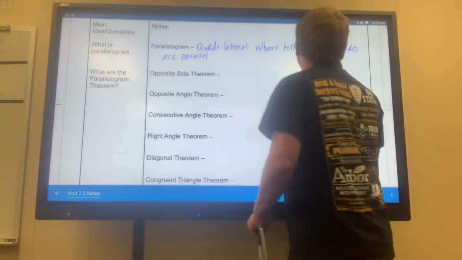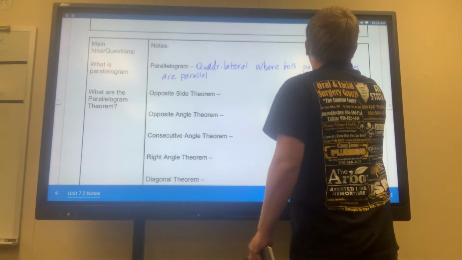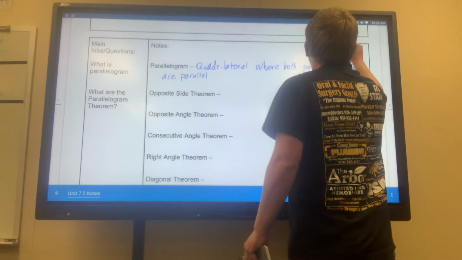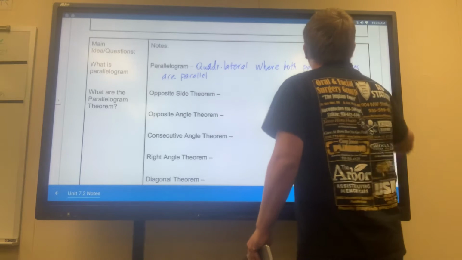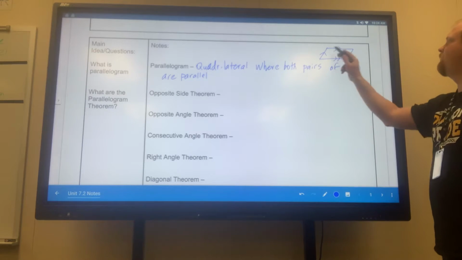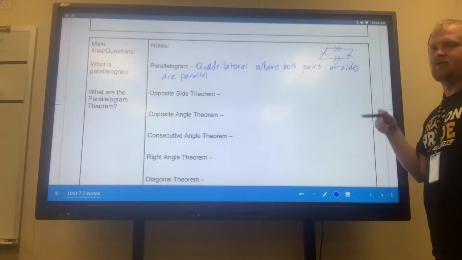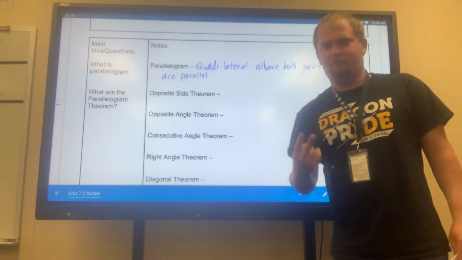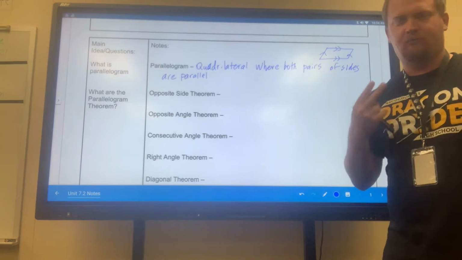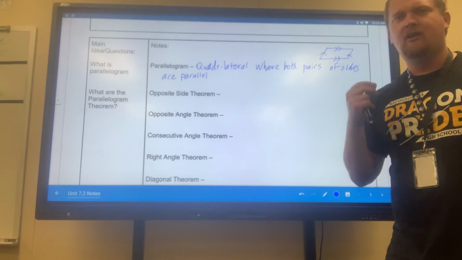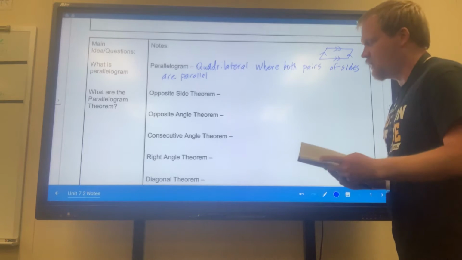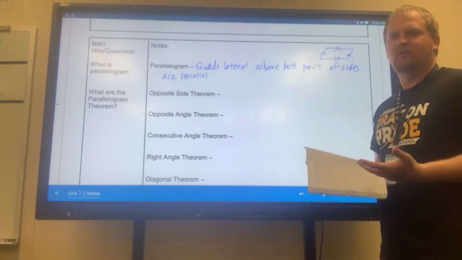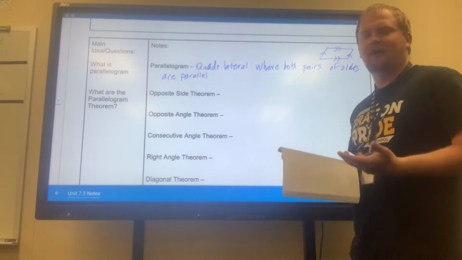So basically what it looks like, I'll draw it up here. Is that both opposite sides are parallel to each other. Not just one pair, but both pairs. Both pairs of opposite sides, they are parallel to each other. That's what they are. Okay? And there's a lot of different properties and a lot of different things that we can actually say about parallelograms.